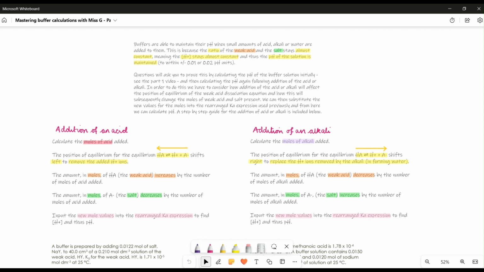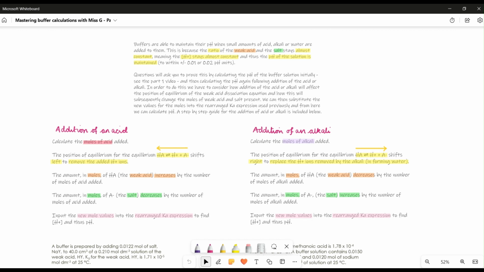Now, when the position of equilibrium shifts, the reason why the buffer maintains its pH, like I said, is because the ratio of the weak acid and the salt stays almost constant. So what we should be seeing in part 1 and part 2 of the two examples I'm going to go through with you now is that the pH is either identical or, like I say, out by perhaps 0.01 or 0.02 pH units. So let's talk through addition of an acid first.